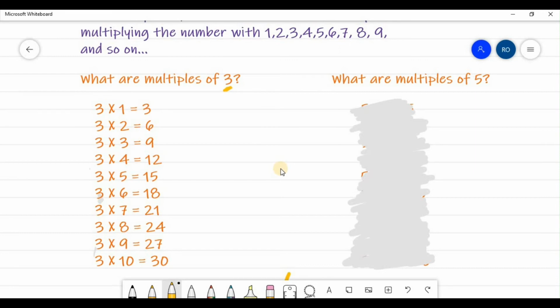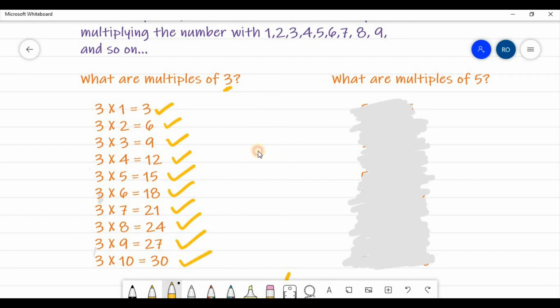3 times 1 is 3. 3 times 2 is 6. 3 times 3 is 9. 3 times 4 is 12. 3 times 5 is 15. 3 times 6 is 18. 3 times 7 is 21. 3 times 8 is 24. 3 times 9 is 27. And 3 times 10 is 30.